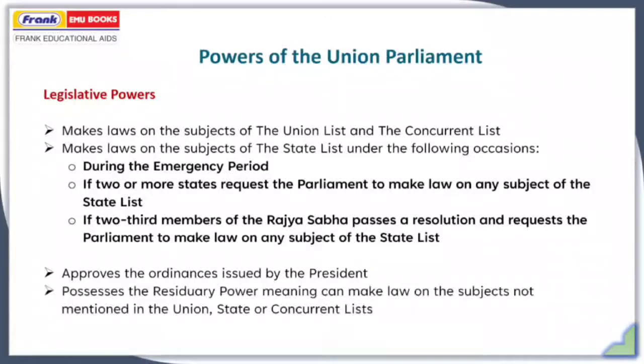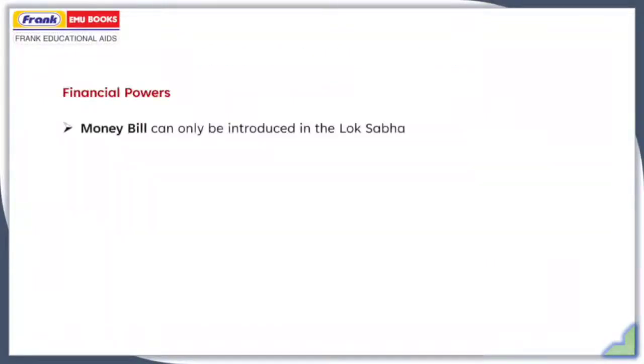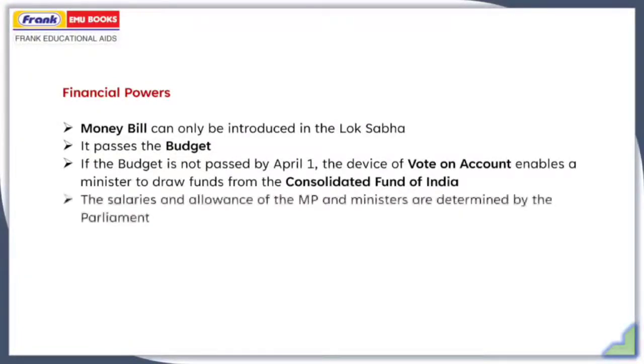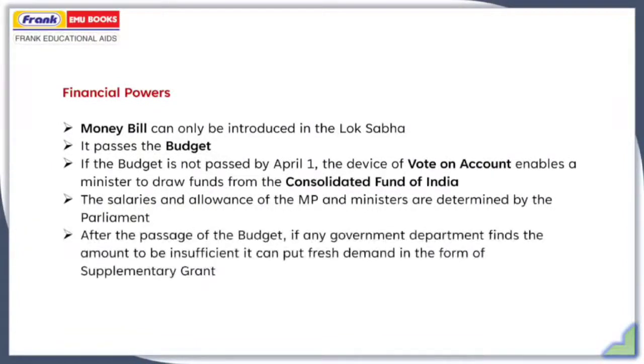It possesses the residuary power as well, meaning it can make laws on subjects not mentioned in the Union, state or concurrent list. Now, financial powers. A money bill can only be introduced in the Lok Sabha. It passes the budget, and if the budget is not passed by April 1st, the device of vote on account enables a minister to draw funds from the Consolidated Fund of India. The salaries and allowances of the MPs and ministers are determined by the Parliament. After the passage of the budget, if any government department finds the amount to be insufficient, it can put a fresh demand in the form of a supplementary grant.